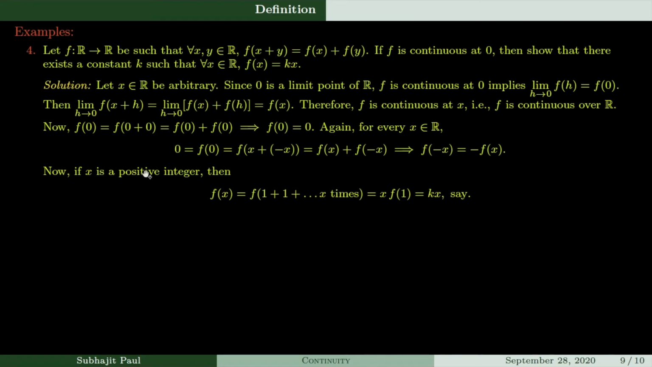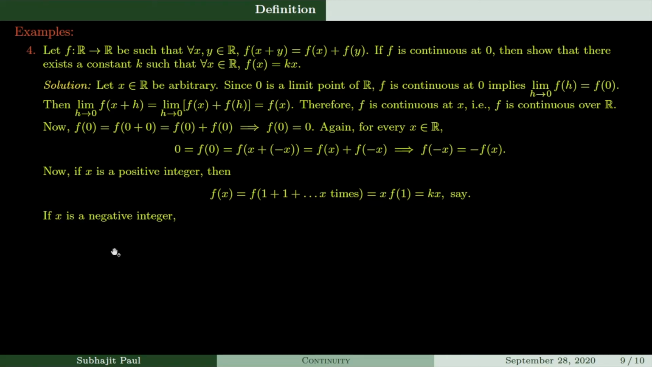Now if x is a positive integer, like 10, 11, like this, you can write x as 1 plus 1 plus 1, this way x times. And this, by the additivity property of f, breaks into f of 1 plus f of 1 plus f of 1, x many times, and that is x times f of 1, and that is k times x. What is k? k is f at 1. So for positive integers we have proved that this is the case.